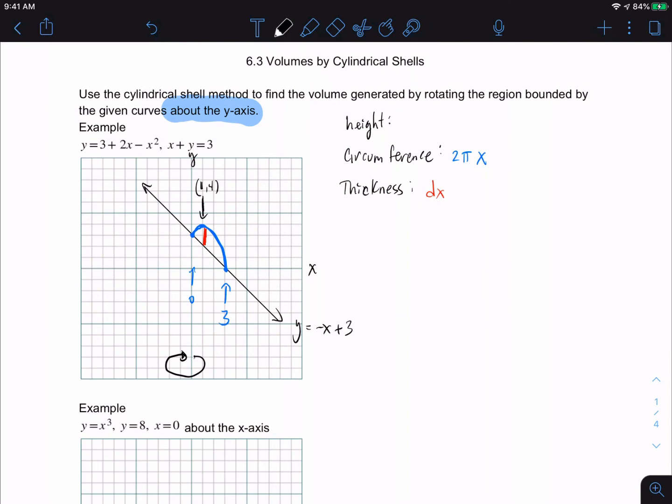And then the height of this red line, isn't that going to be the top function minus the bottom function? So shouldn't that be 3 plus 2x minus x squared, and then plus x minus 3? Are there any questions on how I got those 3 values? Please let me know.